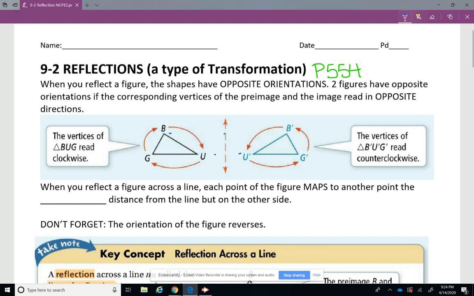All right, let's look at some more information. When you reflect a figure across a line, each point of the figure maps to another point. That's what I just got finished saying. It maps to another point the same distance from the line, but on the other side. And that's what I just said. All right, so here's another. Don't forget that the orientation of the figures are reversed if it's a reflection.